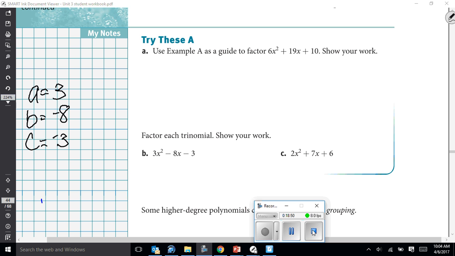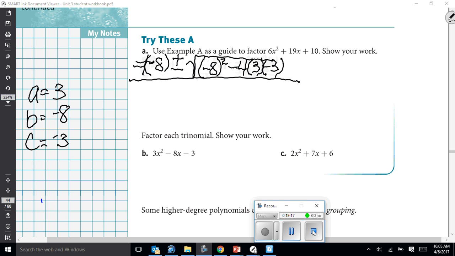All right, so let's set up the first part. So using quadratic, what goes in for negative B? Negative 8, right? So now we have positive 8, plus or minus the square root of negative 8 squared, and that's all over 2 times 3, right? No, 2 times 6.